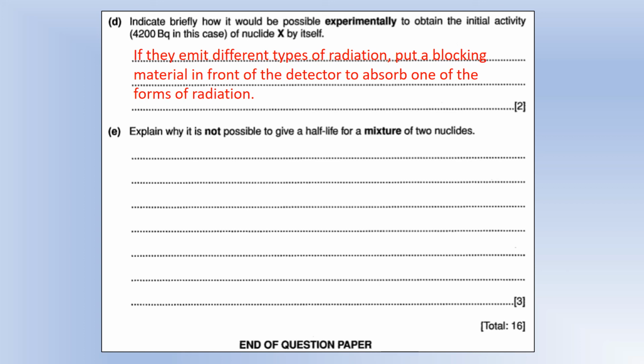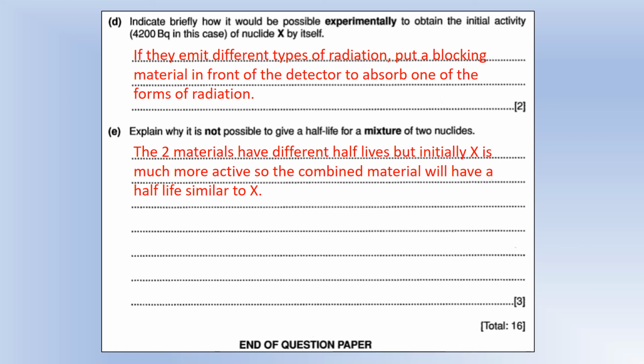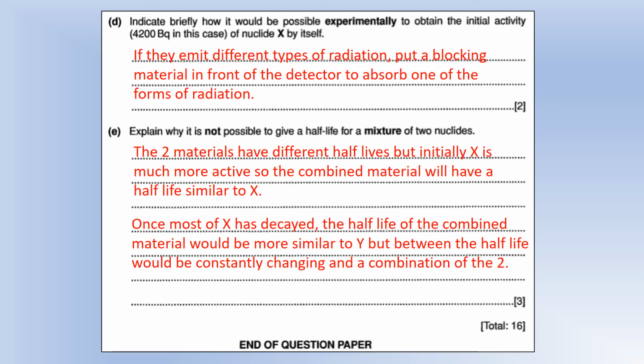Explain why it's not possible to give a half-life for a mixture of 2 nuclides. So the key here is that the materials have 2 different half-lives, but we can see from the data that X is initially much more active. So I would say to start with, the half-life would be very similar to X, but towards the end, when X has mostly decayed, the half-life will be very similar to that of Y. But between the 2, we'd have a constantly changing half-life. So throughout the life cycle, if you like, of the mixture, the half-life is going to be changing all the time, so we can't quote one value for it.